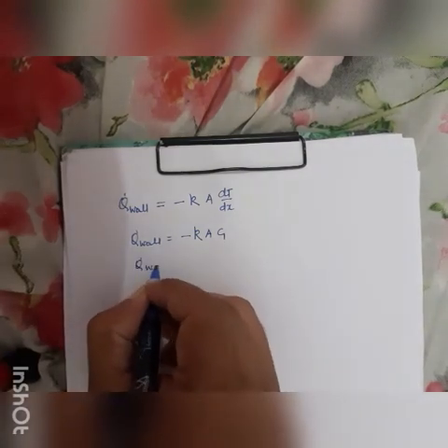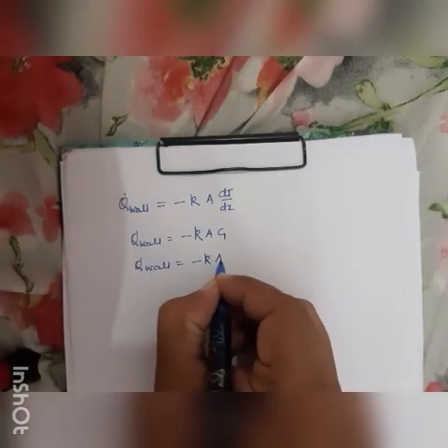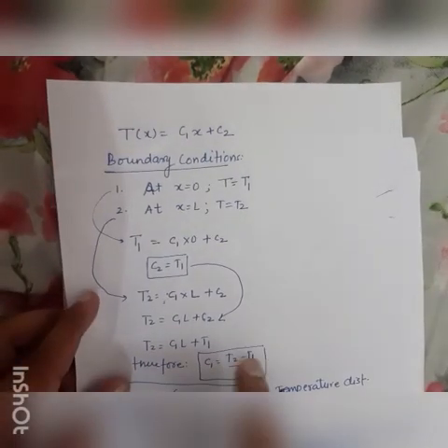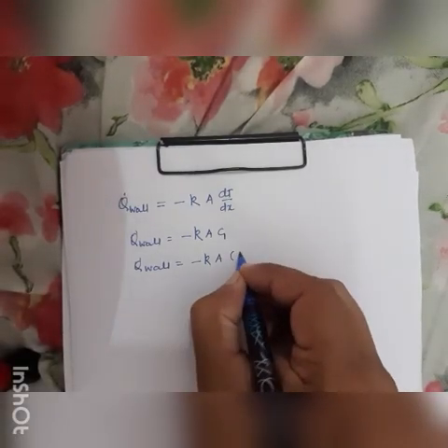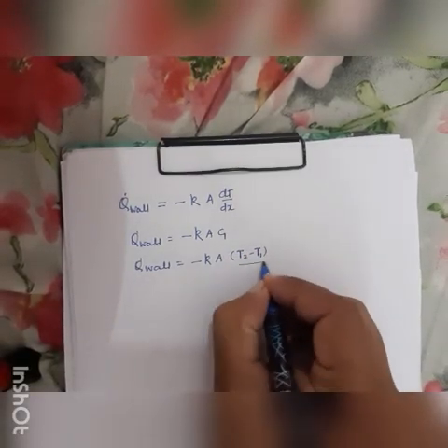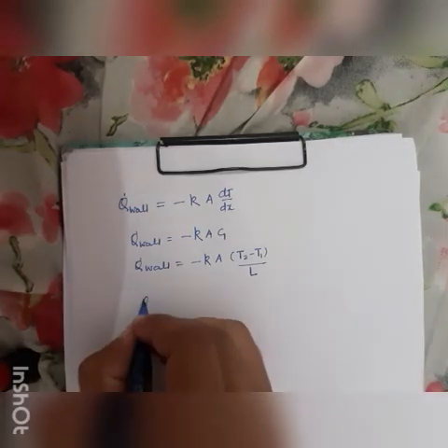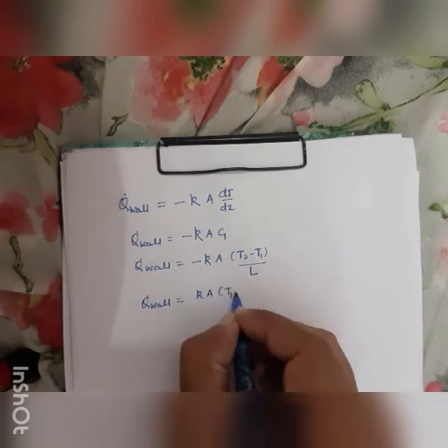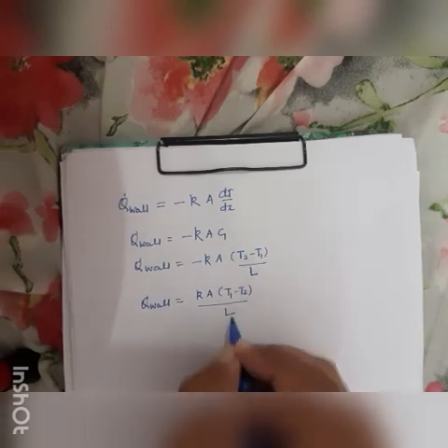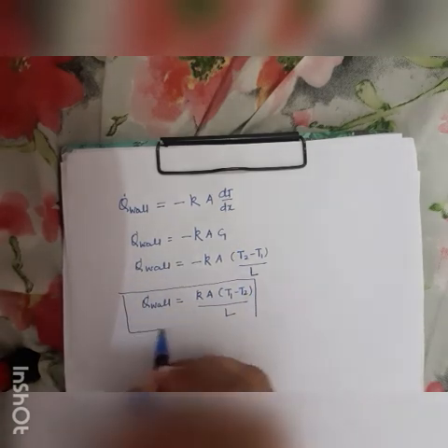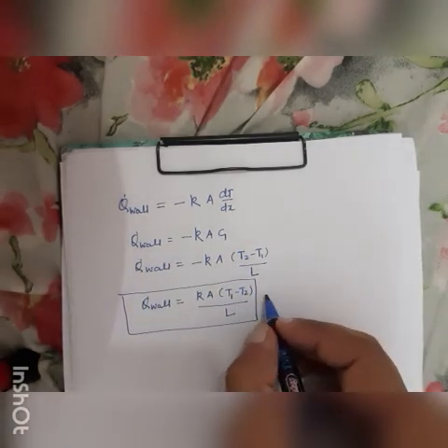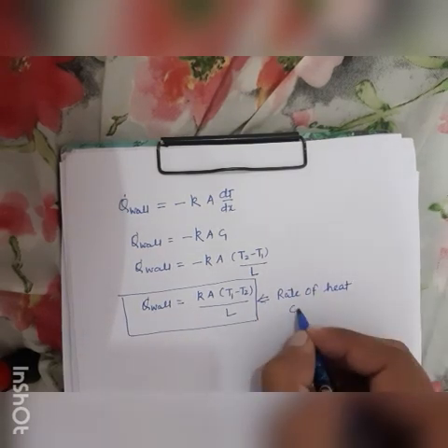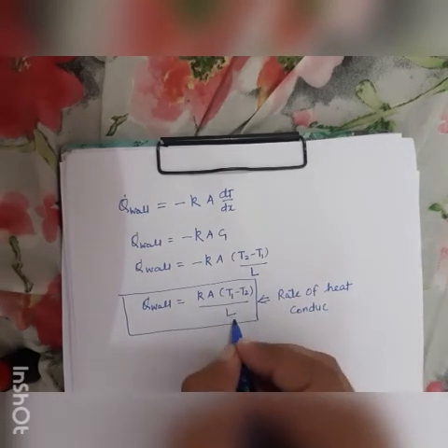Now, Q wall can be further written as minus K A times C1. The value of C1 came out to be (T2 minus T1) by L. So Q wall can directly be written as K A (T1 minus T2) by L. This is the expression I was looking to give you. This is the equation for rate of heat conduction through the wall. Simple equation: K A (T1 minus T2) by L.